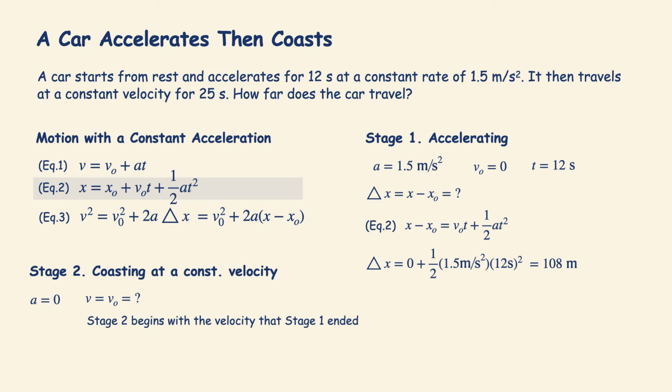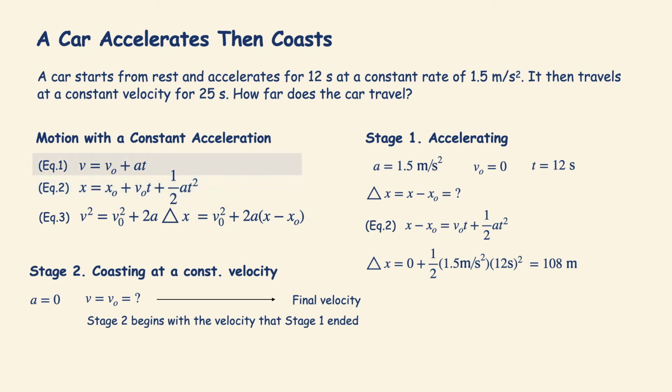The answer is yes, because stage 2 begins where stage 1 ends. In other words, the velocity during stage 2 is going to be the velocity at the end of stage 1, or what we will normally call final velocity for stage 1. So if we go back to stage 1 and figure out what the ending or final velocity of the car was at that stage, we will know at what velocity it's coasting during the second stage.